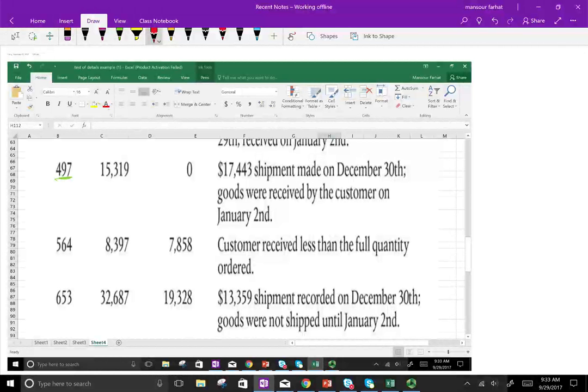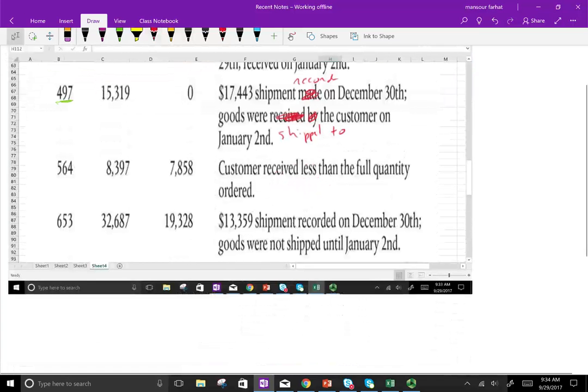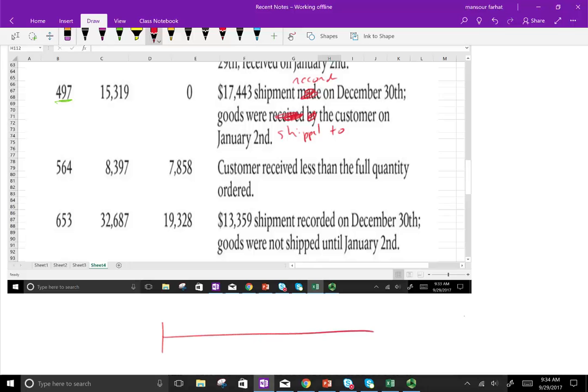What it reads is not correct. Here it says 17,000 shipment made. It should be shipment recorded on December 30th. And it should read goods were shipped to the customer on January 2nd. So we recorded it, and we did not ship it until January 2nd. Once again, same type of error that we saw earlier.